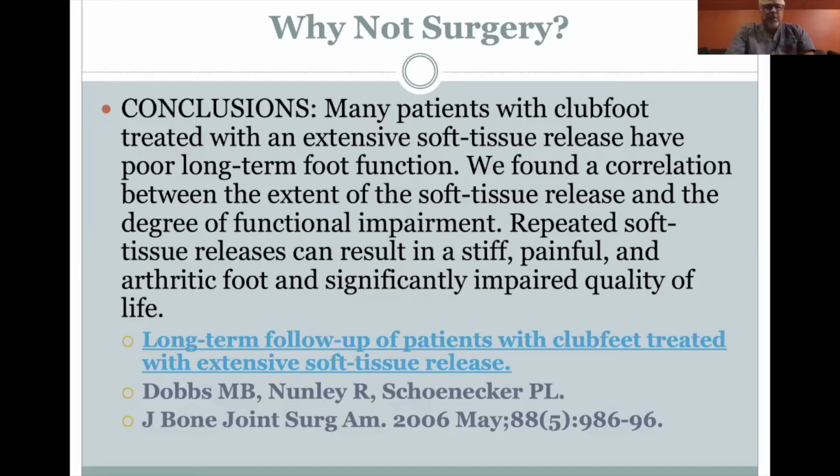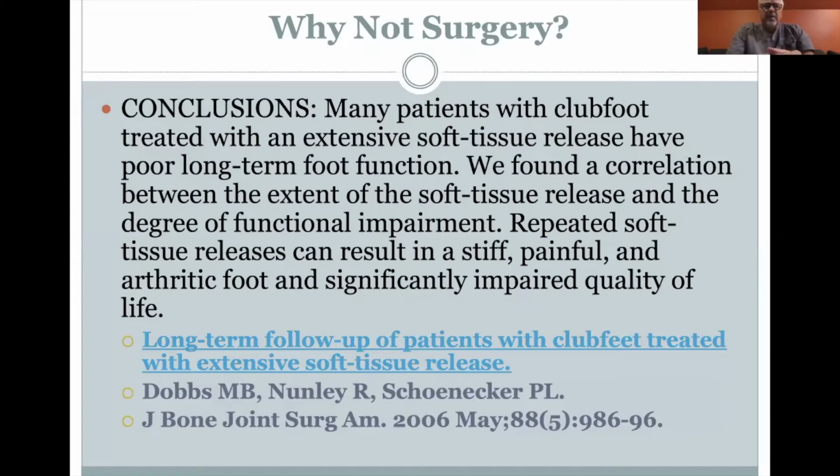This is an article by Matt Dobbs, who was a resident under Dr. Ponseti, and they looked at long-term follow-up of patients with clubfoot treated with extensive soft tissue releases. The conclusion was that many patients with clubfoot treated with an extensive posterior medial release have poor long-term foot function. They found a correlation between the extent of the soft tissue release and the degree of functional impairment. Repeated soft tissue releases can result in a stiff, painful, arthritic foot and significantly impaired quality of life.